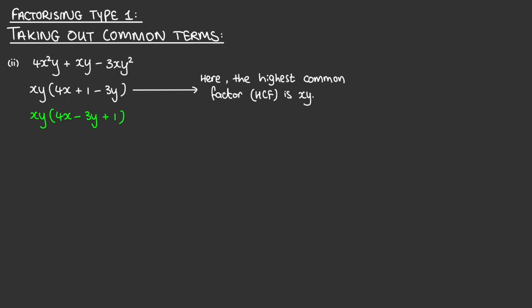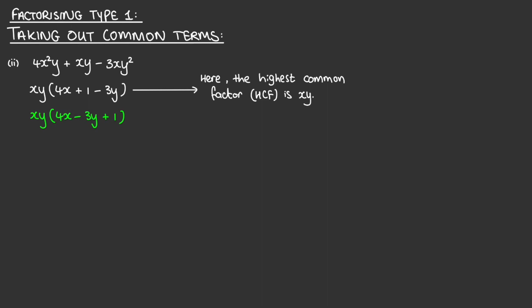So by doing this, we have taken xy out of the expression without actually changing the value of the expression. This is because, as I explained in the first example, if we divide each term by xy and then multiply each term by xy, we haven't changed the value of the expression because xy divided by xy is equal to 1. And multiplying any number by 1 gives you the original number back. So all that we're doing when factorising is rearranging the original expression so that we have the highest common factor on the outside of the brackets.